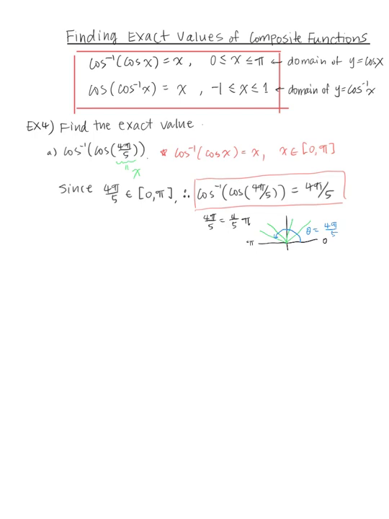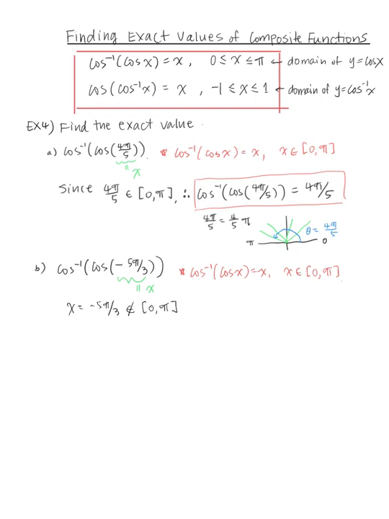Anyways, let's look at the next example. So let's go with example B. How about cosine inverse of cosine of negative 5 pi over 3. Let's make ourselves a note again. Cosine inverse of cosine of x equals x, only if x is between 0 and pi. So our x in this case is negative 5 pi over 3, and that is definitely not inside of 0 to pi.